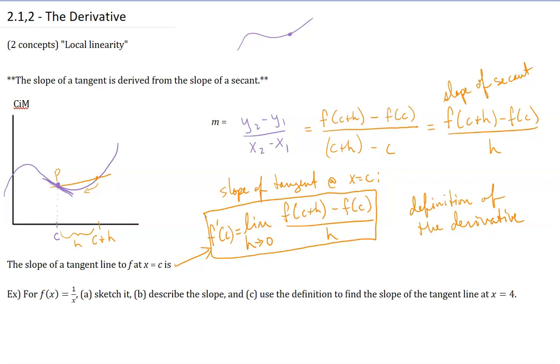So if I say use the definition of the derivative, I'm not asking you to give me a sentence that says that the derivative is the slope of the tangent line. I'm asking you to use this limit to evaluate. So let's do a couple examples.